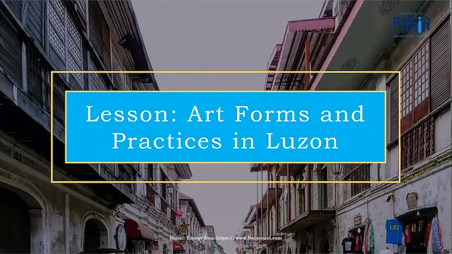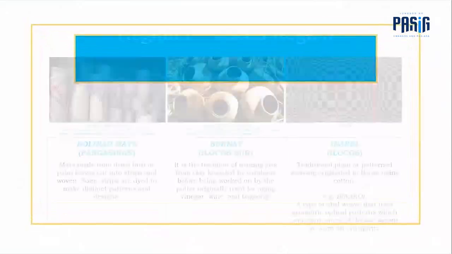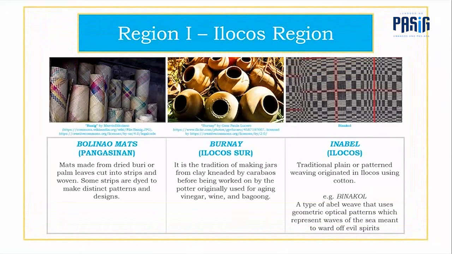Let's move on to the next lesson, the art forms and practices in Luzon. Region 1, Ilocos Region. The first is Bolinao mats from Pangasinan. These are mats or banig made from dried buri or palm leaves, cut into strips and woven. Some strips are dyed to make distinct patterns and designs.